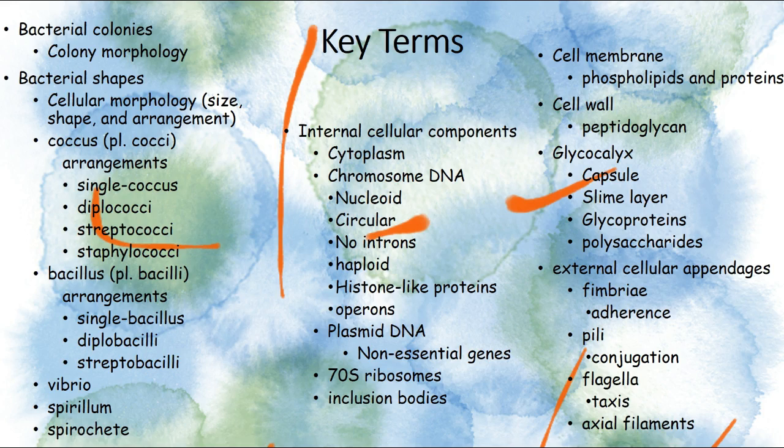Next, I covered the different cellular components found in prokaryotic cells. Know these differences between those found in prokaryotic cells and eukaryotic cells. Lastly, know the general functions of the different extracellular appendages. This concludes my video on the bacteria.